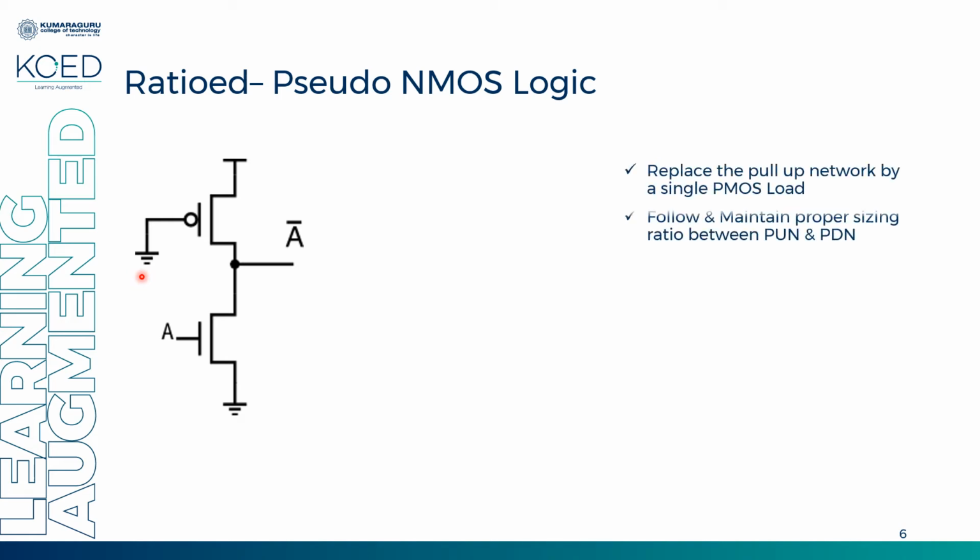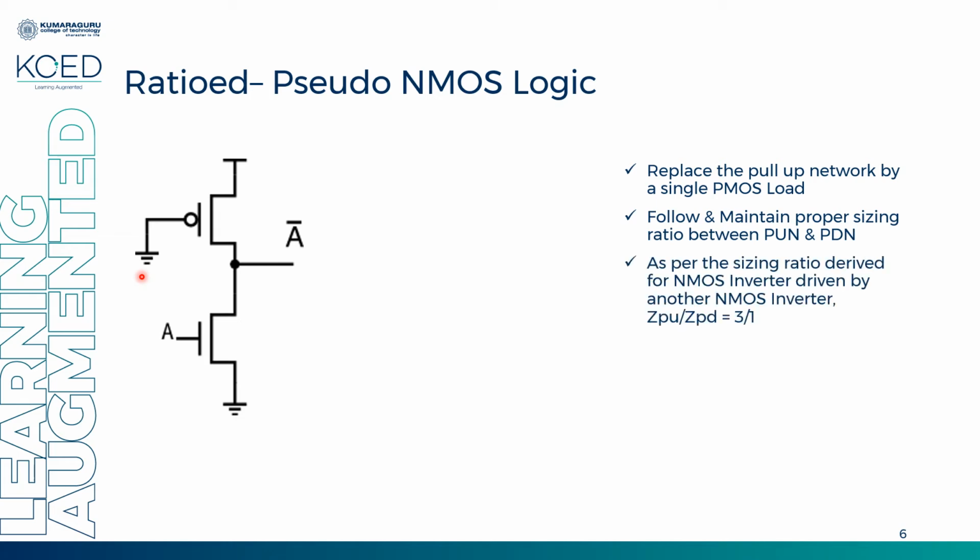So what is the advantage, or what is different in the case of ratioed logic? In pseudo NMOS logic, you will maintain a proper sizing ratio between your pull up network and pull down network. That means between your single PMOS and the NMOS transistors below, you will maintain a sizing ratio, that is the W/L ratio.